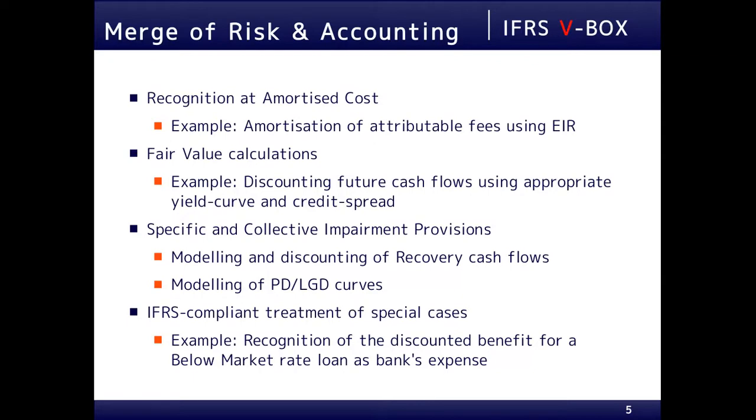For specifically impaired loans, IFRS V-BOX provides the tools for data capture, modeling and discounting of recovery cash flows. For collective impairment, IFRS V-BOX is equipped with models for estimation of probability of default and loss given default. The system covers all special cases considered in IFRS, like for instance the treatment of below market rate or employee loans.